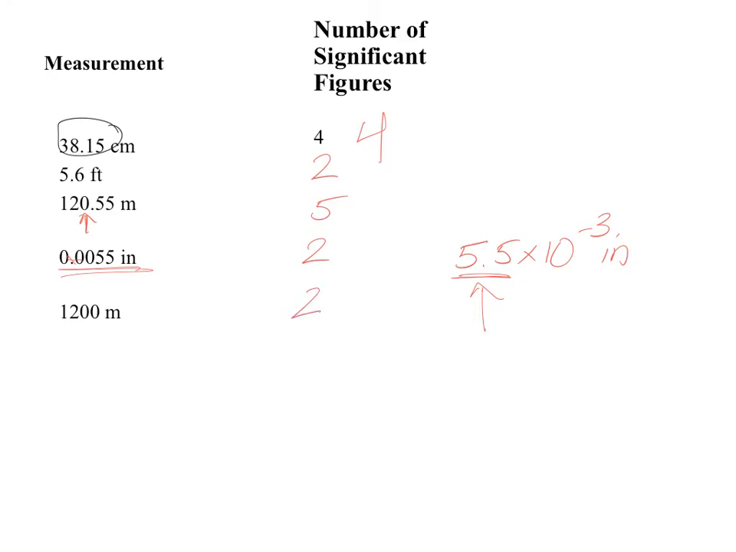And then last but not least, 1,200 meters. Ending zeros, no decimal, no count. So again, only two sig figs. And again, if I were to write this in scientific notation, that's what it would look like.